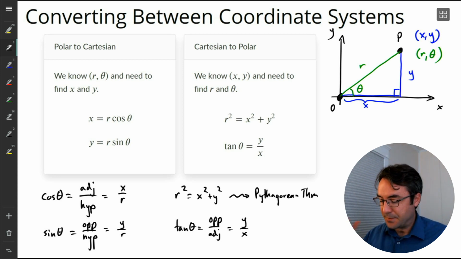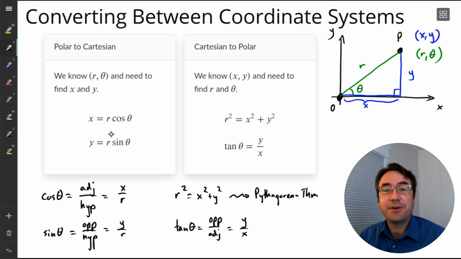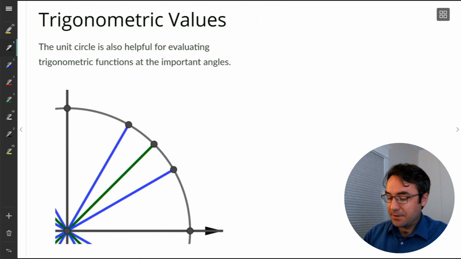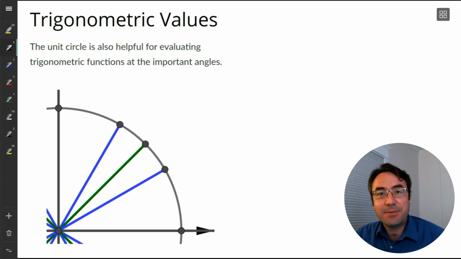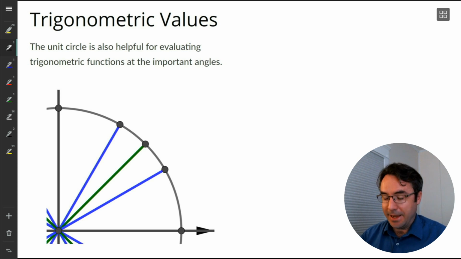All right. Now, if we look at this, a lot of what we're going to be doing is evaluating trig functions at specific theta values. So we're going to need to know some values for cosine, sine, and tangent in order to help us with this kind of converting back and forth. So let's review some of the trigonometric values at the important angles. These are the angles that we're using most often. And here we have a portion of our unit circle.